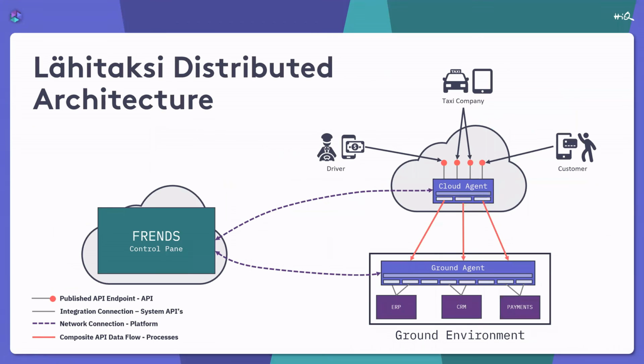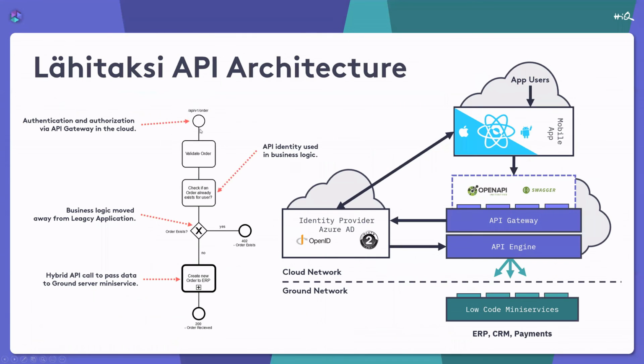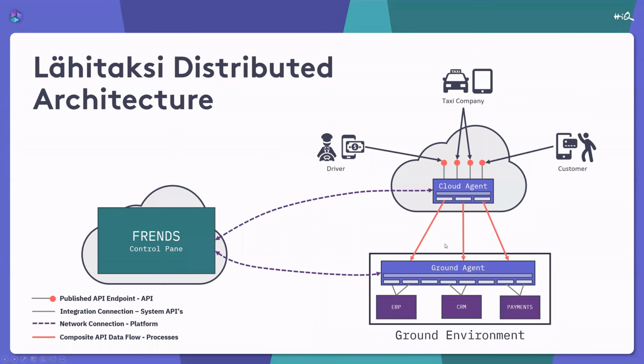So from a practical perspective, what this means is that if we have, for example, in the LähiTaxi taxi case that we've looked at previously, the order taxi endpoint here. Actually ordering the taxi requires you to interact with multiple different systems and services. So you might have to go through a payment service. You might have to use the customer information located in a CRM system. And then, of course, you need to create the actual taxi order in an ERP system.